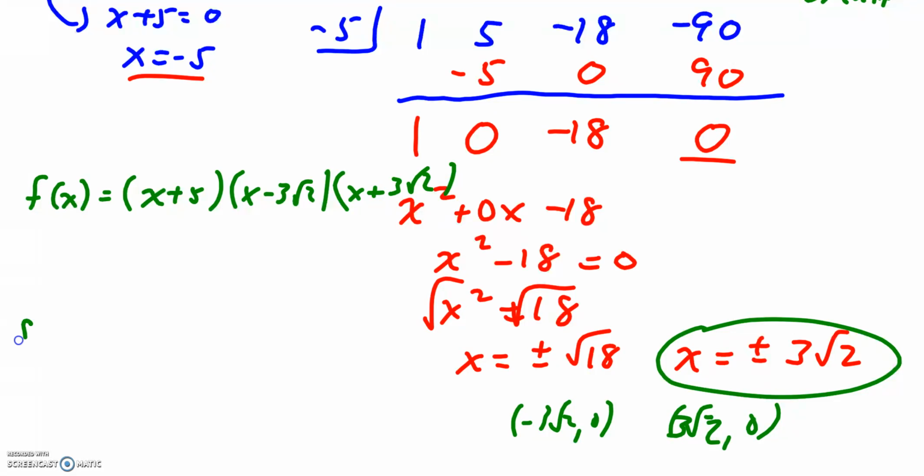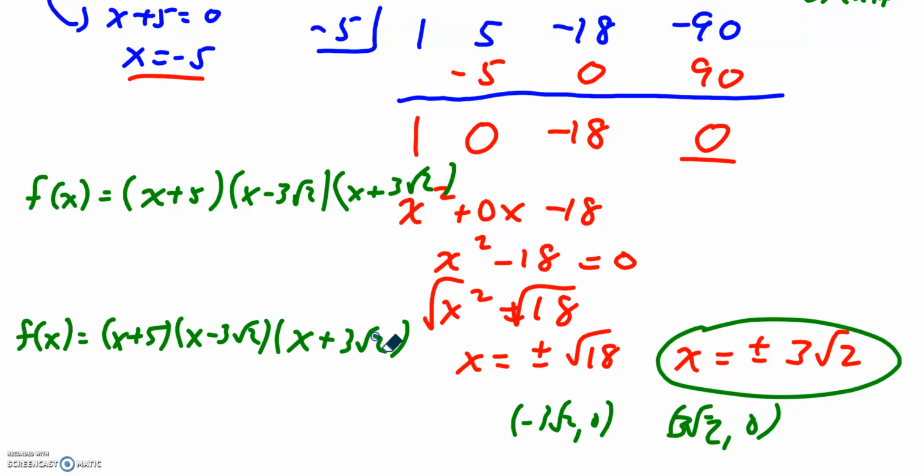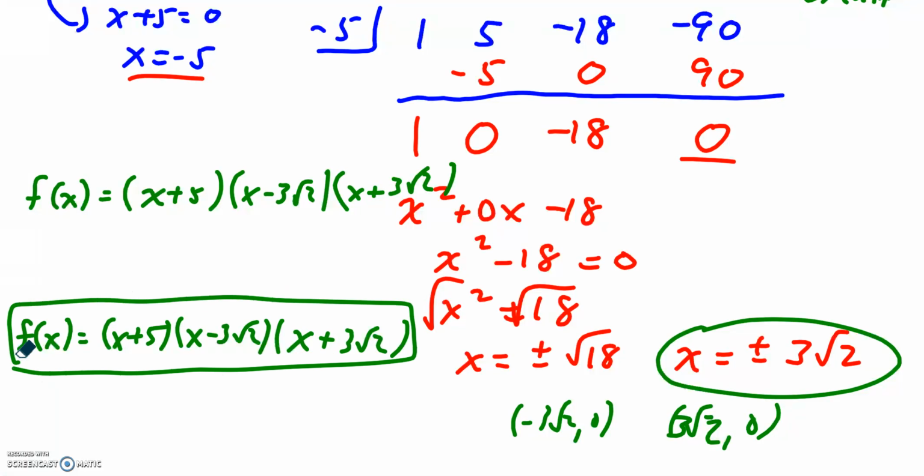So if I write that more neatly, the product of my linear factors, we can keep it as a factored form, would be x plus 5, x minus 3 root 2, and x plus 3 root 2. So we found the answers first and then thought backwards.